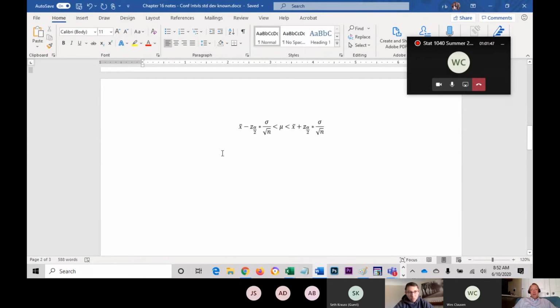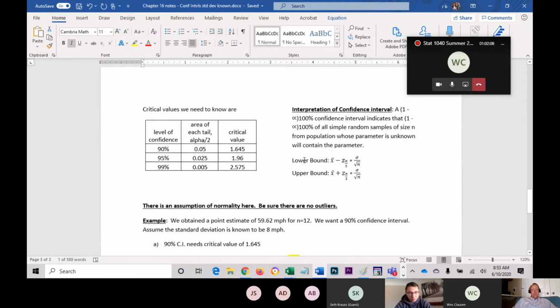All right, so sometimes they write it out so that your mu is going to be between your lower bound, x bar minus z sub alpha over 2 times sigma over the square root of n, and your upper bound, x bar plus z sub alpha over 2 times sigma over the square root of n. All right, so the critical values, these are your most common ones that you're going to use: 90, 95, 99. I've kind of talked about that.